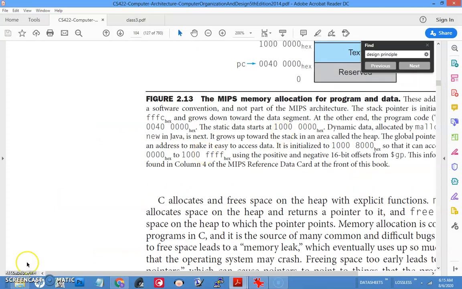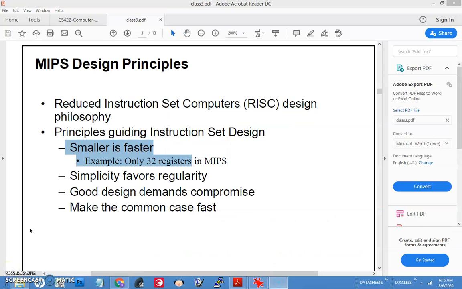Okay, so that's about the previous principle. The next principle is good design demands compromises. In order to have a fair ISA, they have made a lot of compromises without sacrificing the power of the instruction set. Let us see what compromises were made in order to make the design a better one.